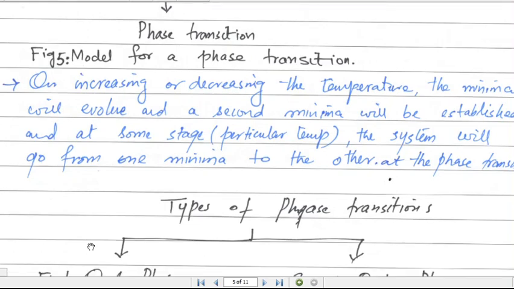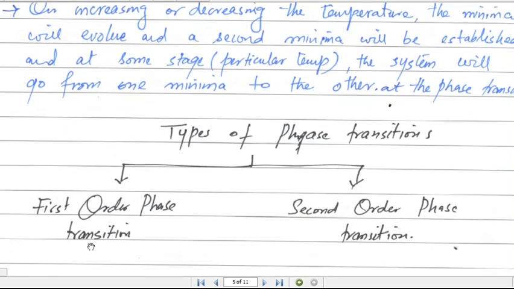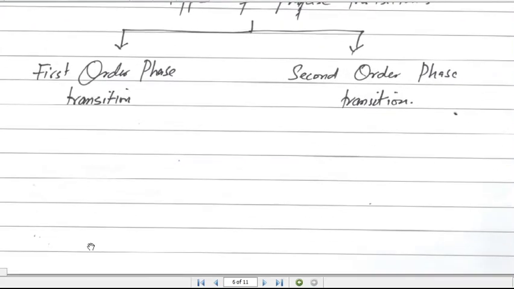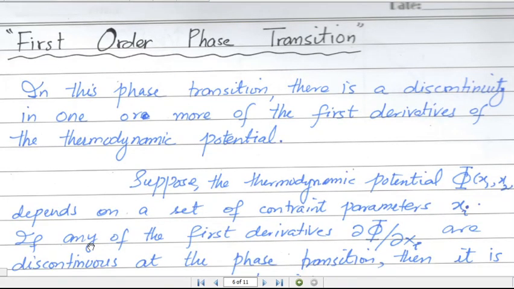There are two types of phase transition. The first one is known as the first order phase transition, and the second one is known as the second order phase transition. Second order phase transition will be discussed in the next lecture, whereas now we will discuss the first order phase transition. So first order phase transition is the one which shows a discontinuity in one or more of the first derivatives of the thermodynamic potential.